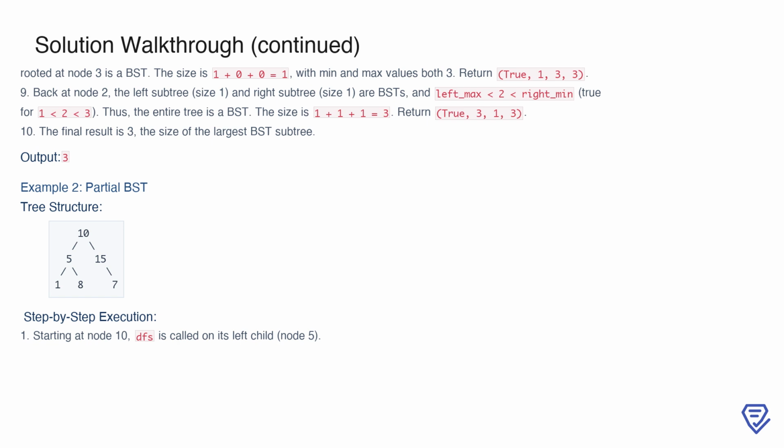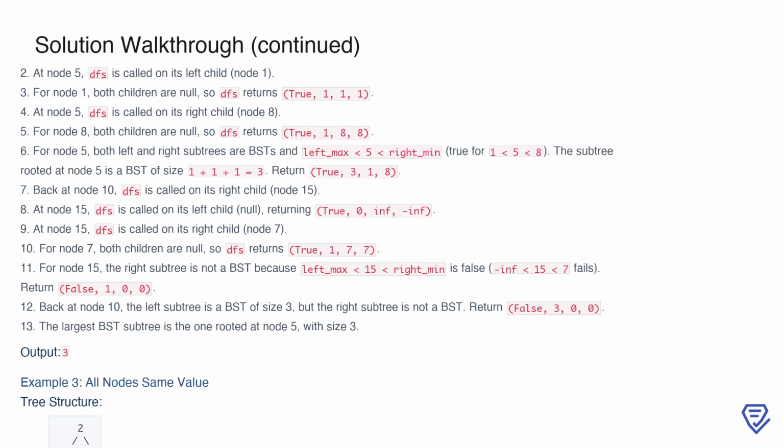Next, we move to node 5's right child, node 8, which also has no children. Similarly, DFS returns true, 1, 8, 8 for this subtree. At node 5, we now evaluate its subtrees. The left subtree rooted at node 1 is a valid BST of size 1, and the right subtree rooted at node 8 is also a valid BST of size 1. Additionally, the condition left_max < 5 < right_min holds true for the values 1, 5, and 8. This confirms that the subtree rooted at node 5 is a valid BST, with a total size of 3. The minimum value in this subtree is 1, and the maximum value is 8.